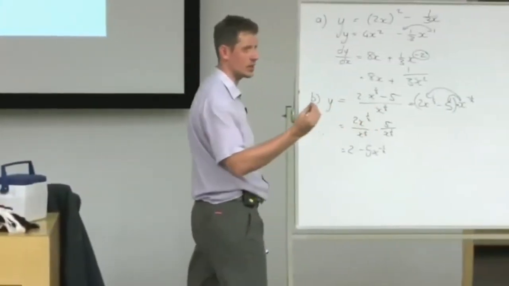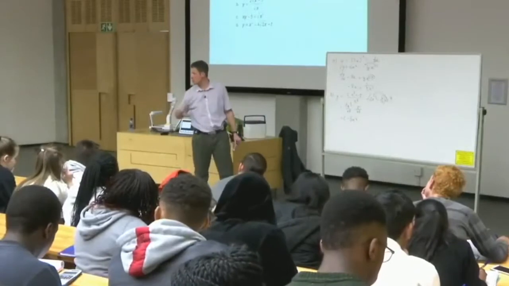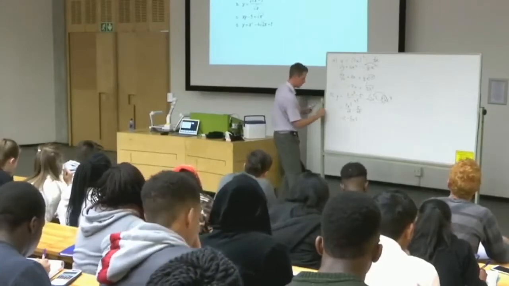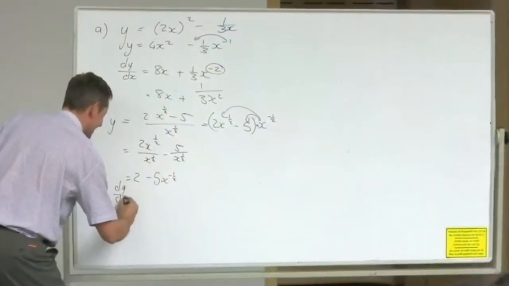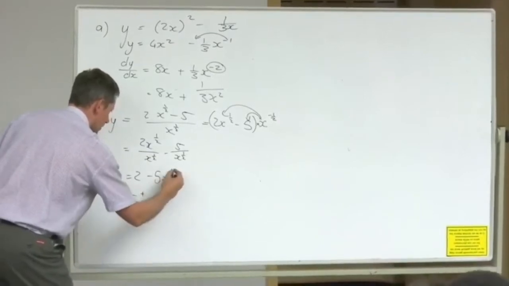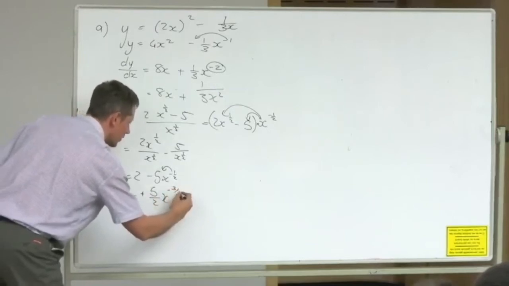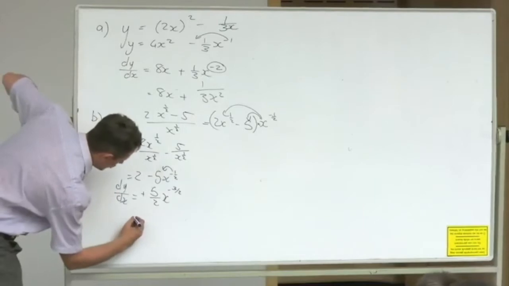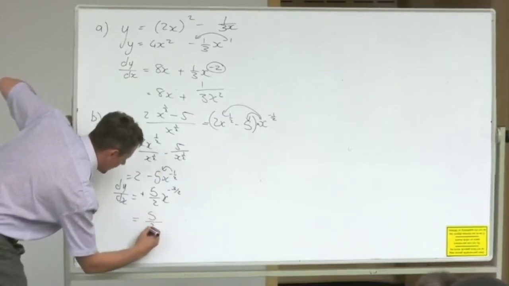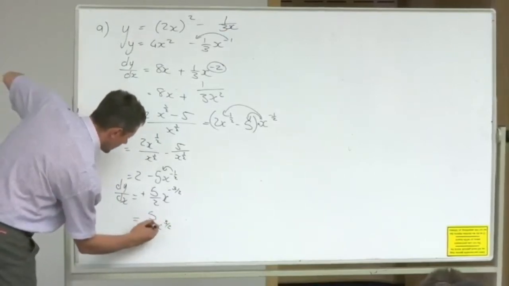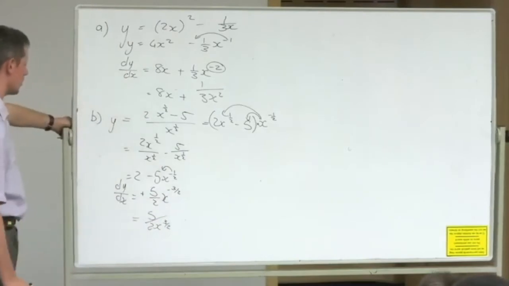And why you've got to know all your rules and all your laws? Remember, we're allowed to ask you anything in your high school career in this chapter. I'm just putting it out there. Not good news for all of you. So dy over dx will be positive because I'm multiplying to the front. So 5 over 2, x to the negative 3 over 2, which again, I'm just going to simplify by taking it into the denominator, x to the power of 3 over 2.